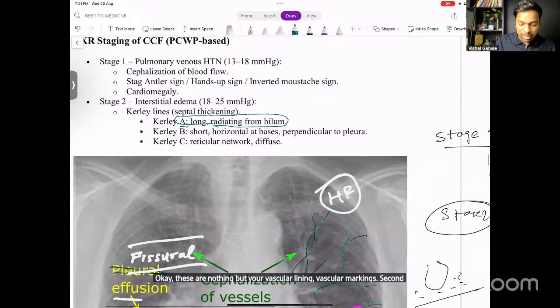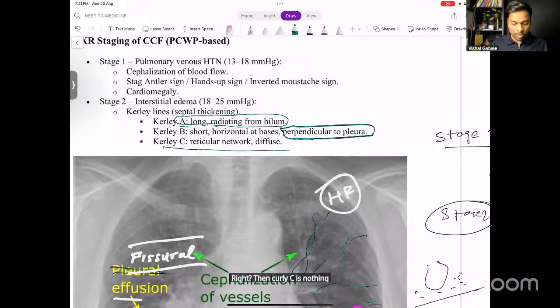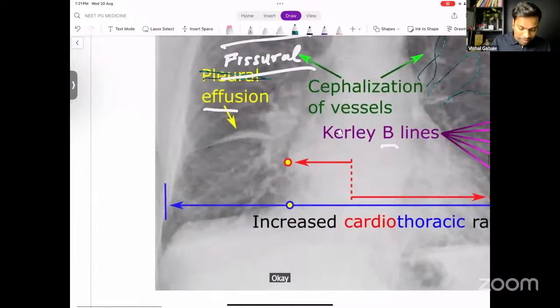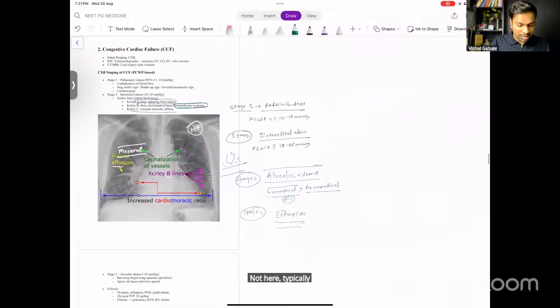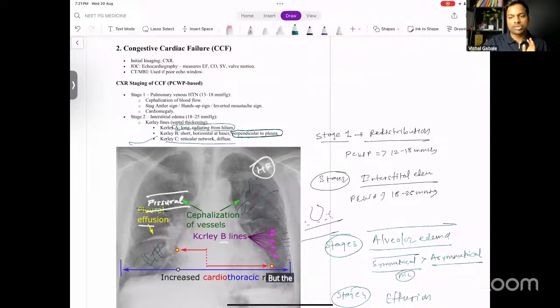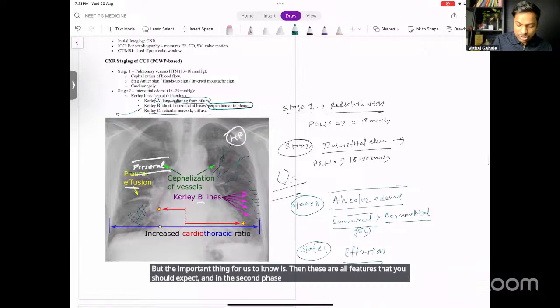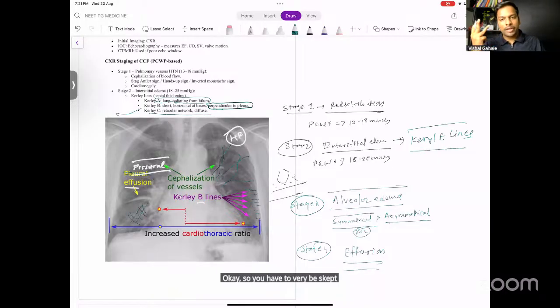Second, it's Kerley B. Kerley B, I told you, perpendicular to the pleura. These are septal markings basically that are seen because of this, right? Then Kerley C is nothing but the reticular network, the diffuse. Okay, this kind of reticular network over here. It looks like this. Not typically seen here, but these are the Kerley C lines which occur because of the reticular networking. But the important thing for us to know is that these are all features that you should expect. And in the second stage, you can expect the Kerley B lines. Okay. So you have to be skeptical whenever you see these X-rays.